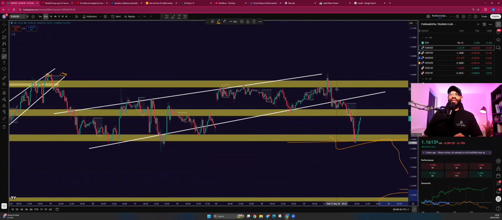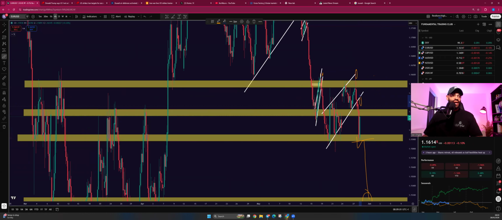Personally, I did get in some shorts yesterday at New York just on this sweep above the high there of the Asian range. There's always that potential possibility, not financial advisor, it's a possibility that we don't sweep the Asian range high for a possible continuation to the downside to be drawn into that next area of liquidity as noted.